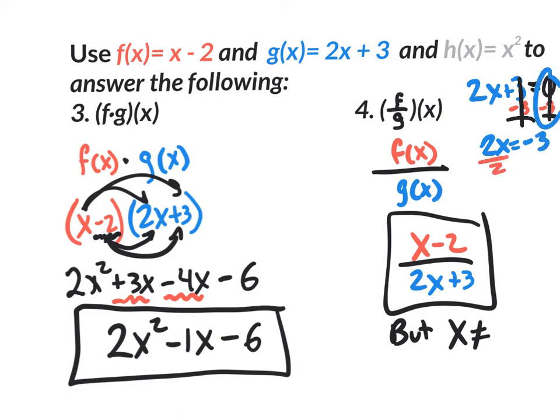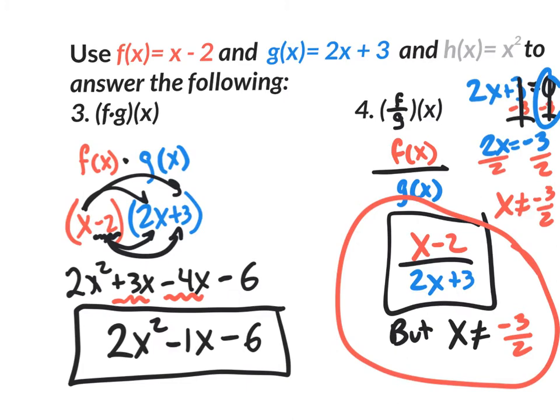Final step would be to divide by 2, divide by 2. So x cannot be -3/2. So that's part of your answer as well. You have your answer, and you also have the value that x cannot be.